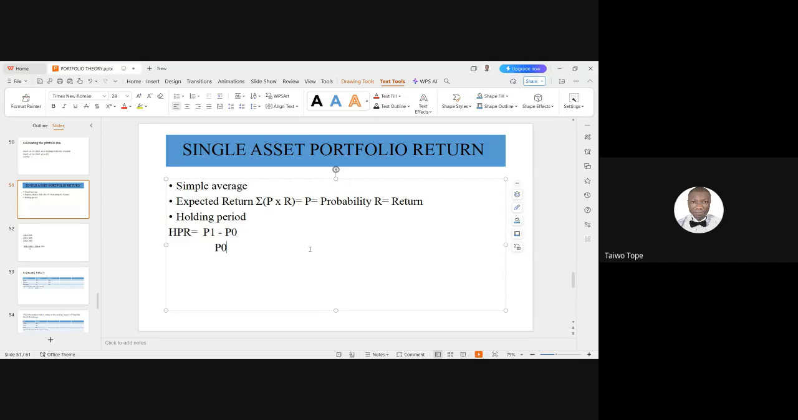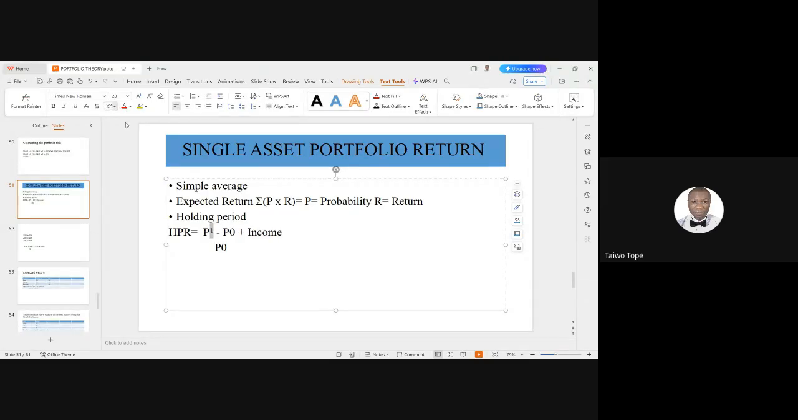That is this P1 in this numerator, you can have an addition of income. Please take note of my statements: where you have income such as dividend, or income in terms of profit, you add. But where you don't have, you make use of P1 minus P naught divided by P naught. Take note of that.